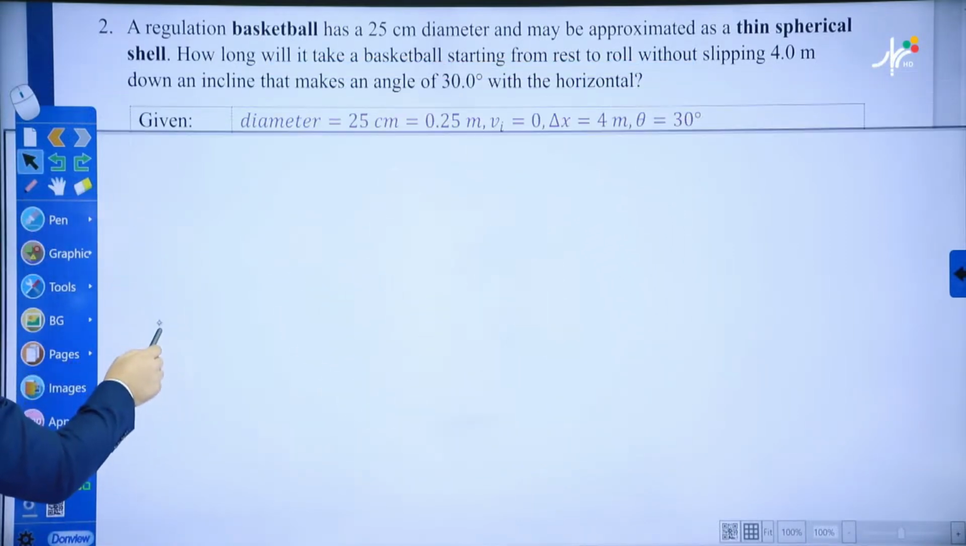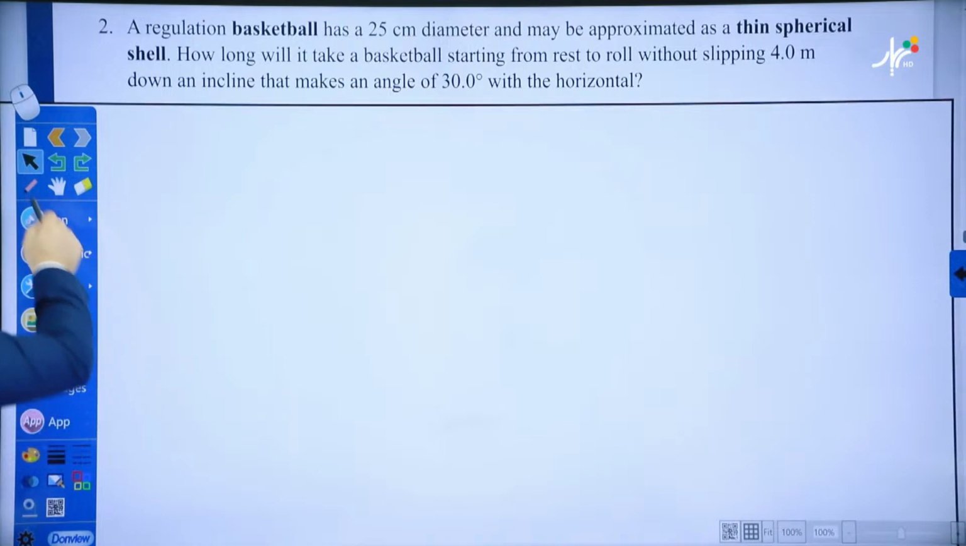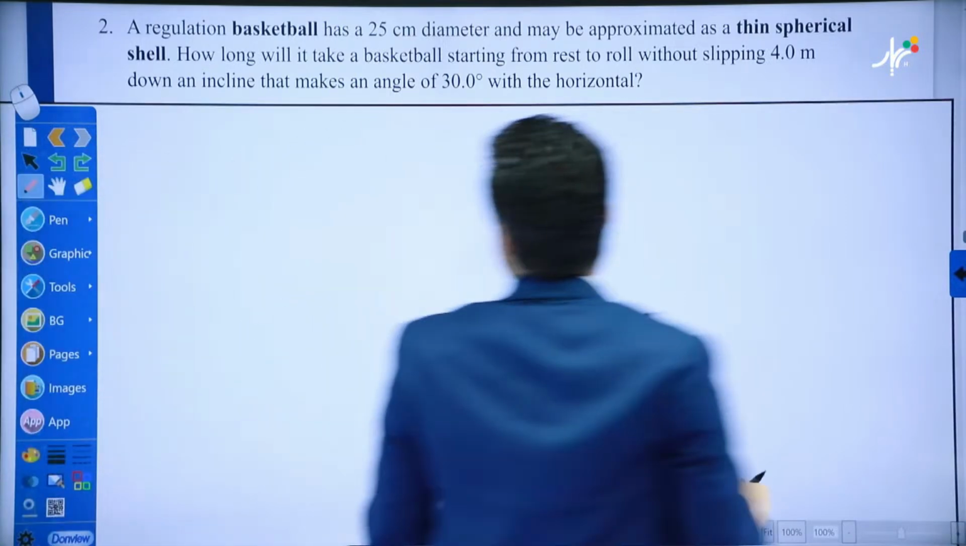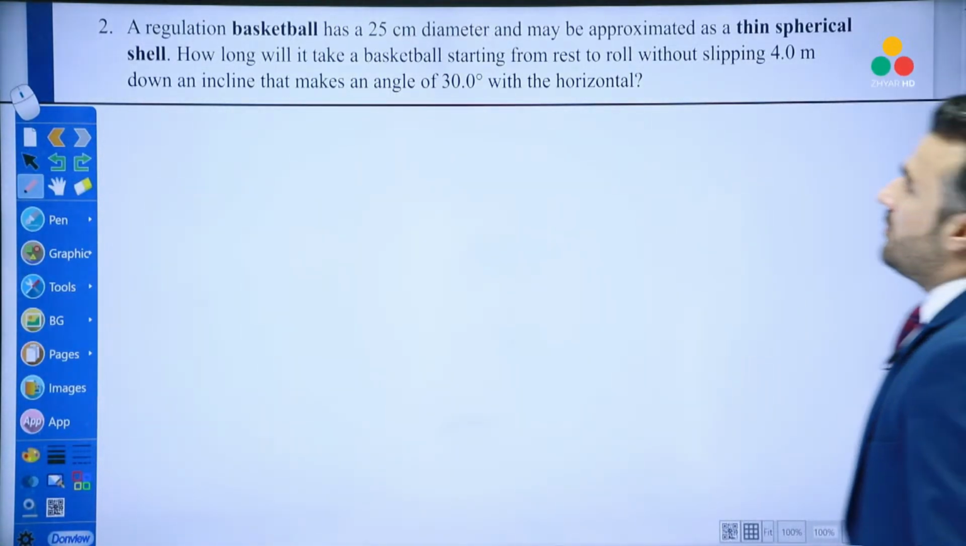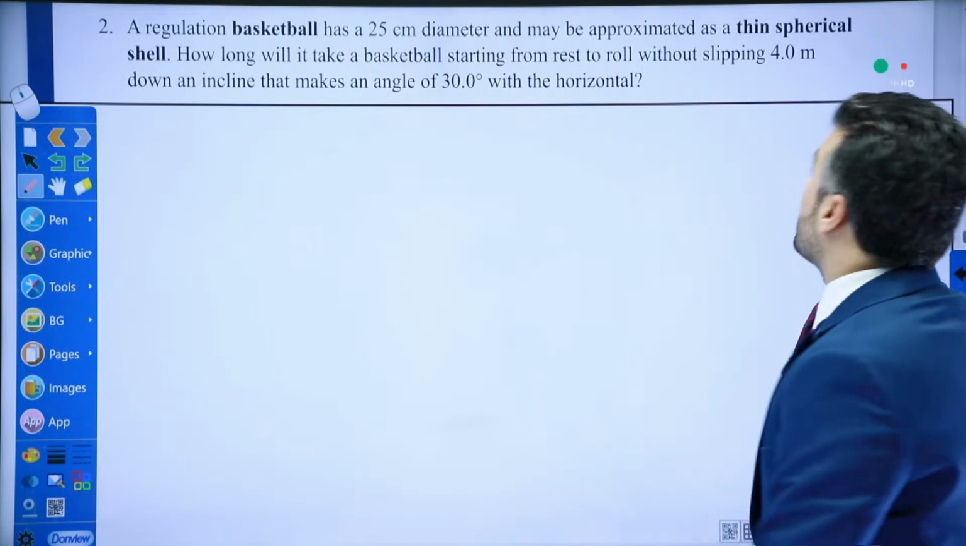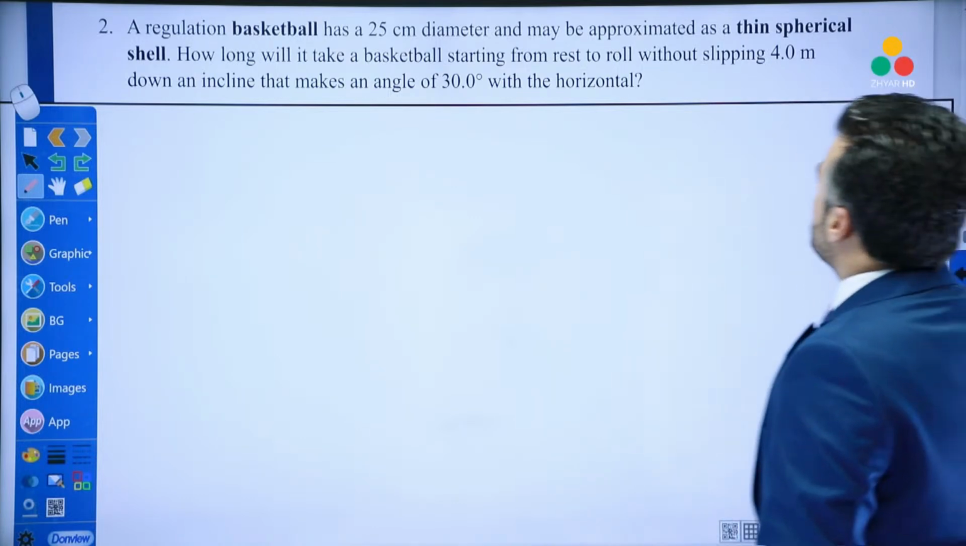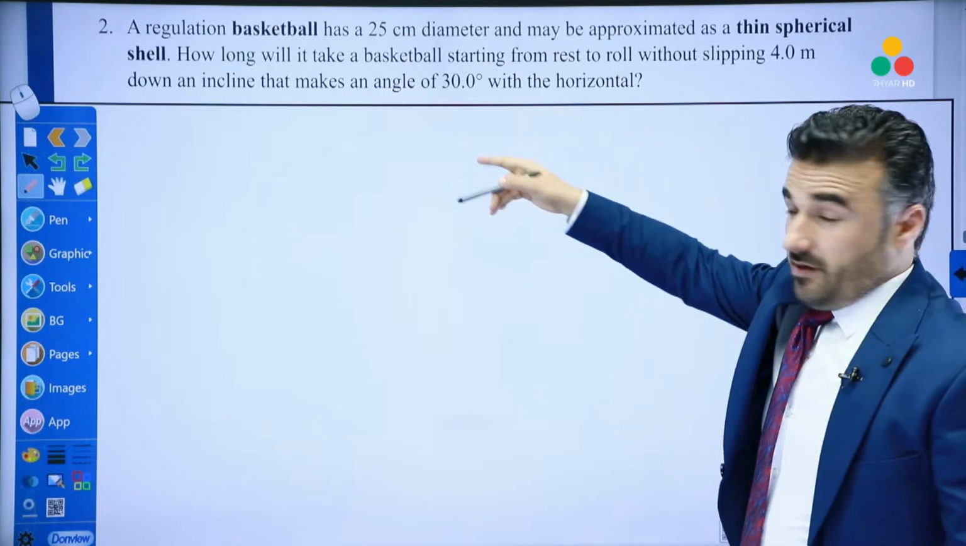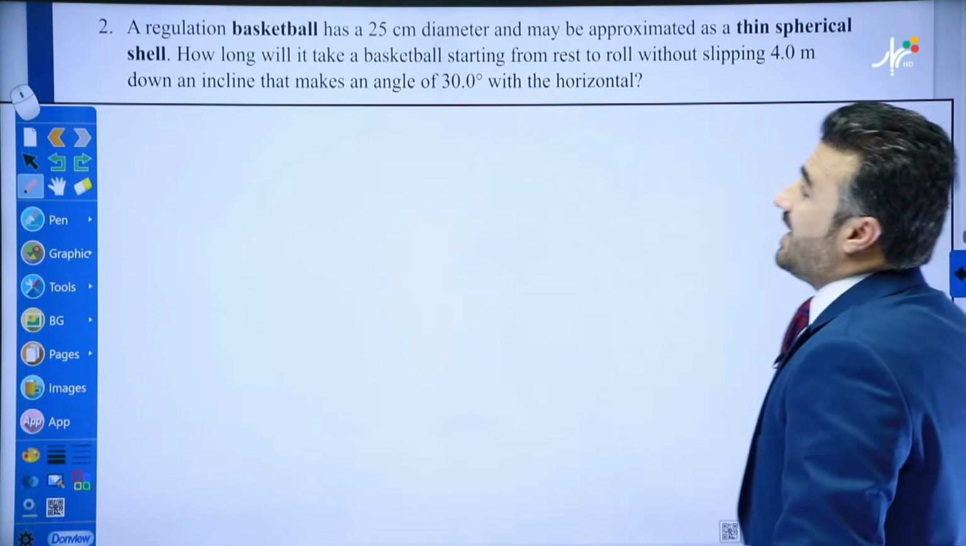Let's move this one down a little bit. Okay, here. And that is all what we need. Take a look. It says, so we have a basketball that has a 25 centimeter diameter. Don't forget, that is diameter, okay? Maybe approximated as a thin spherical shell. That is also a very good hint.